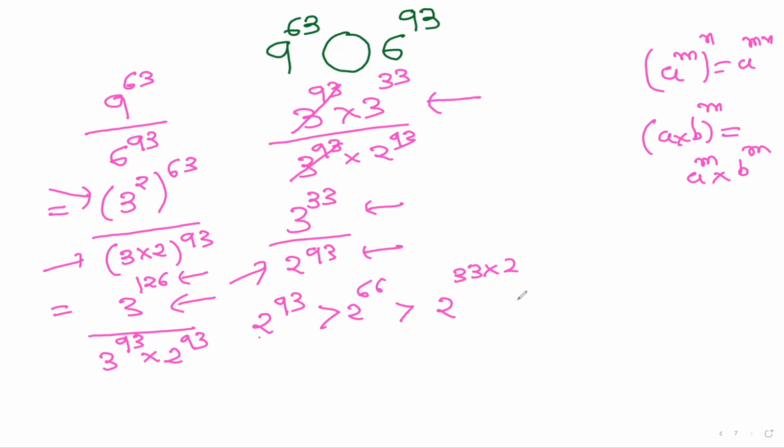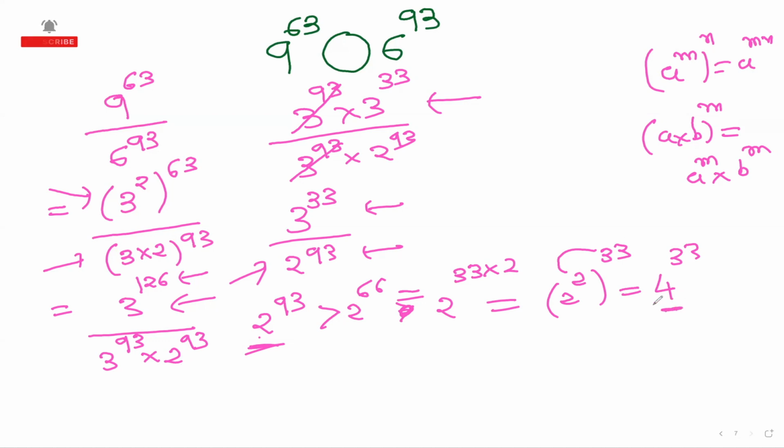Now I can write down that, sorry, that is not greater than, that is equal to. And that I can write down as 2 power 2 and then power 33. The reason is when there is a power of another power, then we can multiply. So we can just put that down. Now, my 2 power 2 is going to be 4 power 33. So we can see my 2 power 93 is bigger than 4 power 33. I'll write down here: 2 power 93 is bigger than 4 power 33.